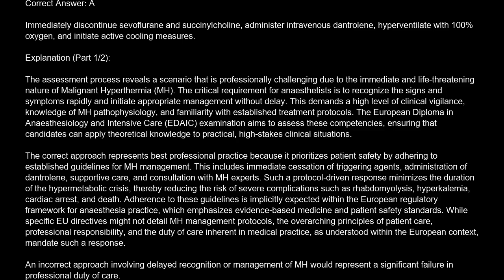Adherence to these guidelines is implicitly expected within the European regulatory framework for anesthesia practice, which emphasizes evidence-based medicine and patient safety standards. While specific EU directives might not detail MH management protocols, the overarching principles of patient care, professional responsibility, and the duty of care inherent in medical practice, as understood within the European context, mandate such a response.